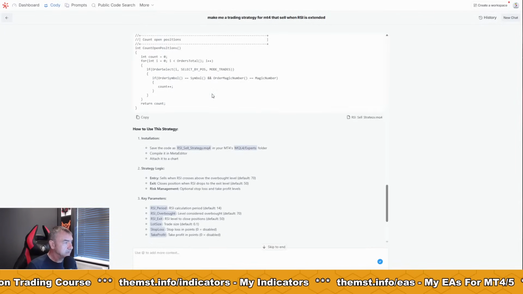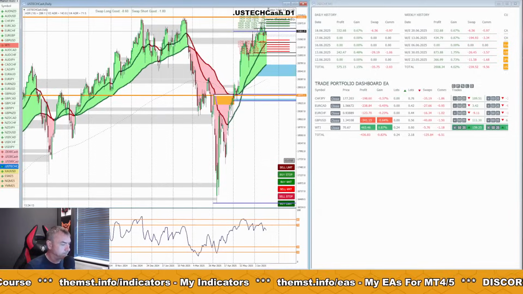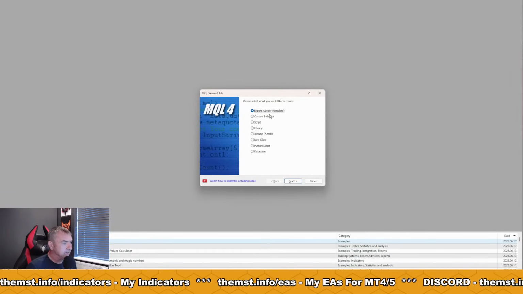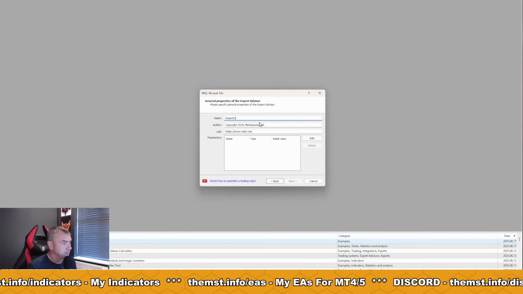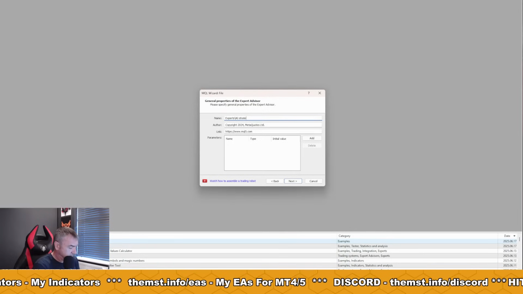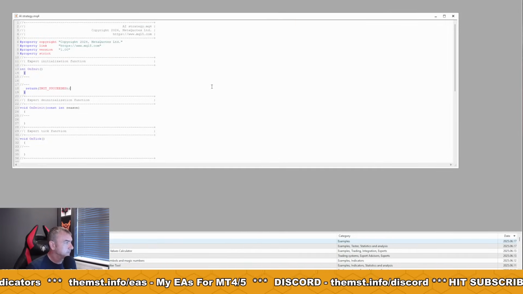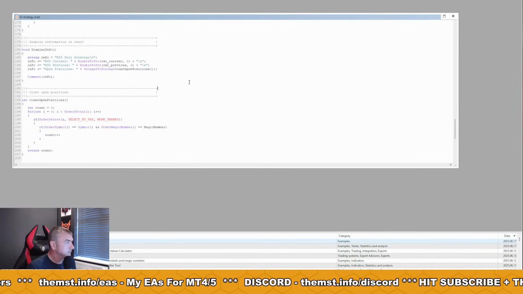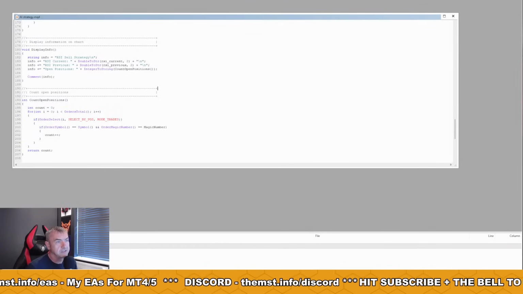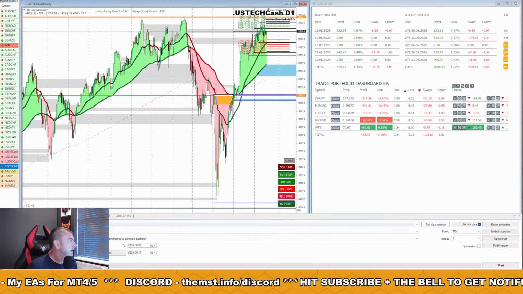So let's see what it's come up with. Let's just copy that, go over to MT4, open up MetaEditor. I'm going to make a new EA. We'll call it AI strategy. Okay, paste the code in, save it, compile it. Bang. There we go. We've got a strategy. So let's stick that in the strategy tester and see what that does.